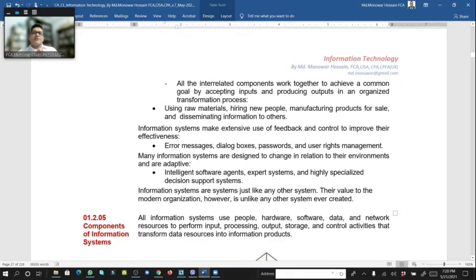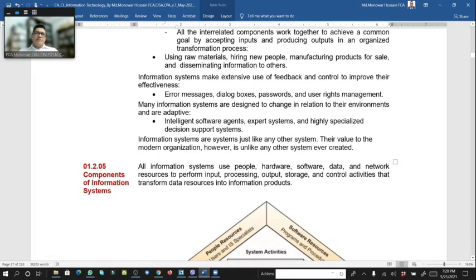All of the interrelated components work together to achieve a common goal by accepting input and producing output in a transformation process for the organization, using raw material, hiring new people, manufacturing products or sales, and disseminating information to others. An information system makes extensive use of feedback and control to improve its effectiveness. For example, error messages, dialogue boxes, passwords, and the use of rights of management.